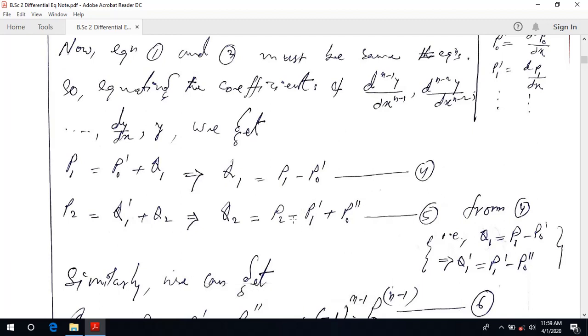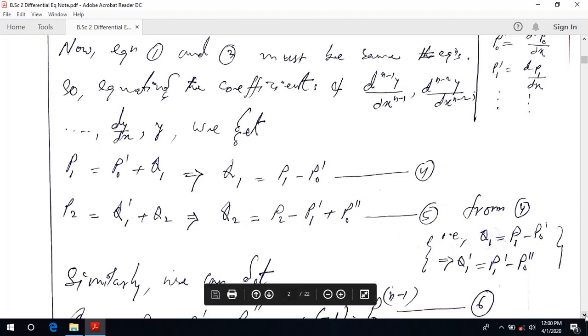So instead of this term, it should be Q1 prime. We can obtain Q1 prime from this equation just by differentiating this equation once. So on differentiation, Q1 prime becomes P1 prime minus P0 double prime. There is a minus common. So finally, Q2 equals this one, which is equation number 5.